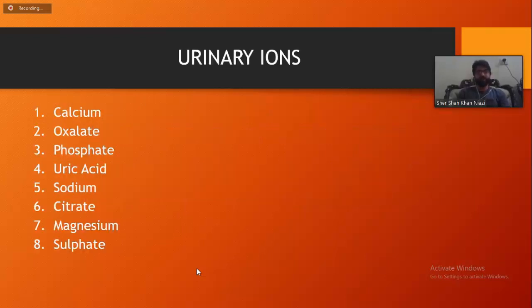These are eight ions which are very important in the formation of urinary stones. Some of them are promoters, while citrate, magnesium, and sulfate are inhibitors of stone formation. We'll look one by one into all these ions.